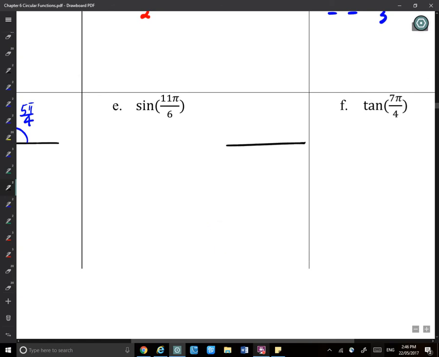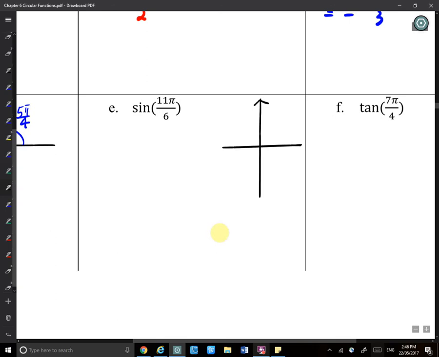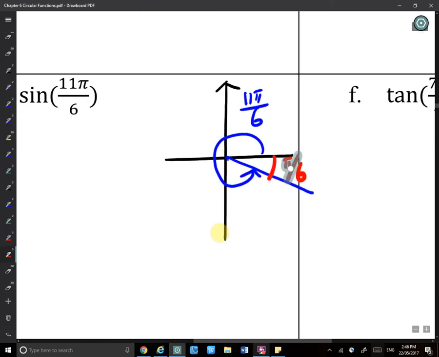Next one is 11 pi over 6. 12 pi over 6 is 2 pi, so 11 pi over 6 must be in the fourth quadrant. This big angle is 11 pi over 6, almost 2 pi. The reference angle will be this one, pi over 6.